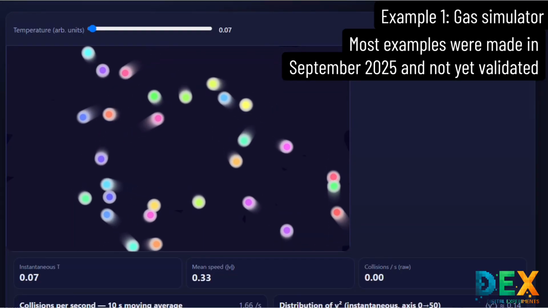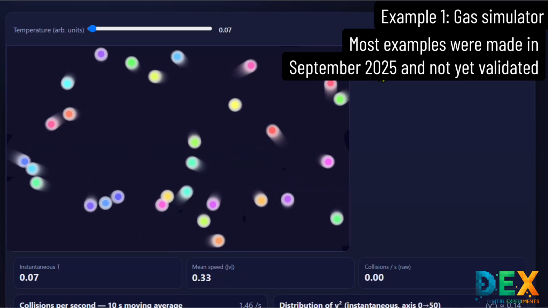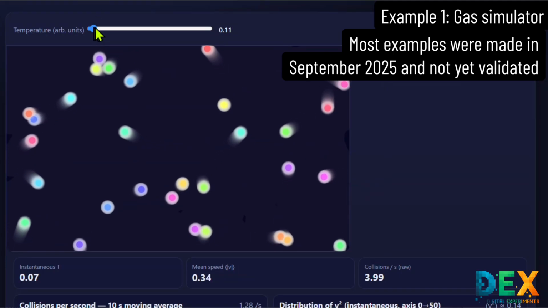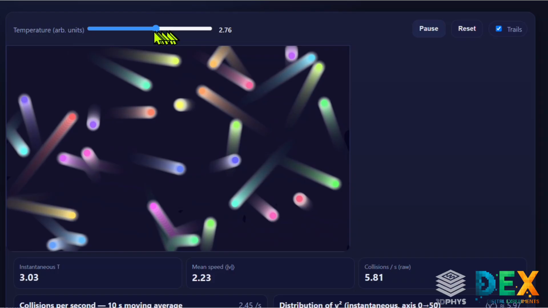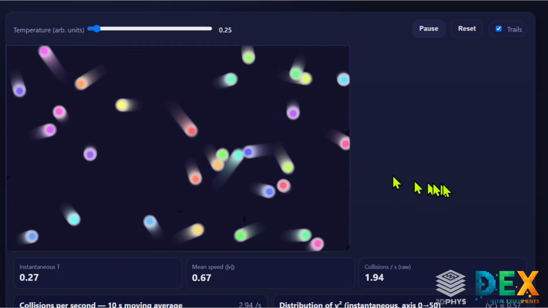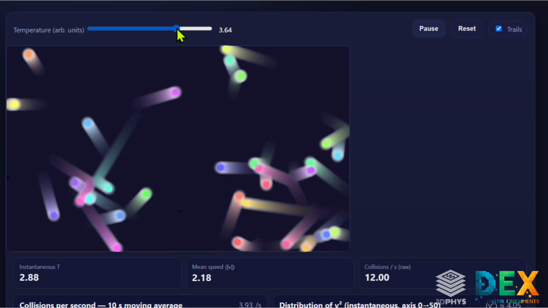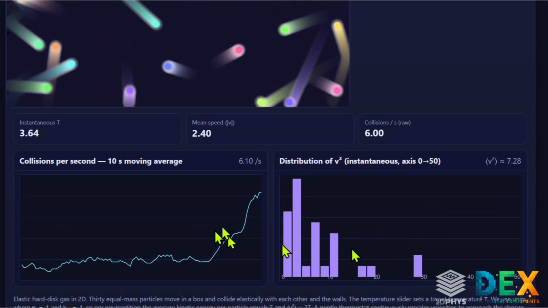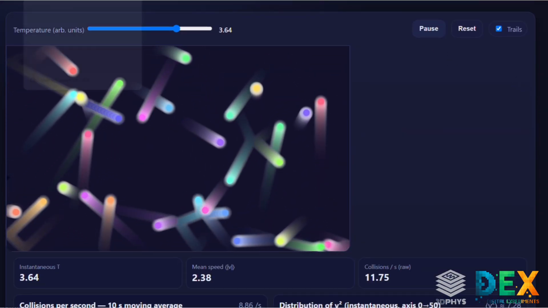I will now take you through some of the DEX, some of the digital experiments we made. One of the first ones was this gas simulator, where you can change the temperature, which corresponds to the kinetic energy of the particles. If I speed the particles up, I can see that the velocity distribution and the collisions per second are changing. So let me stop this.